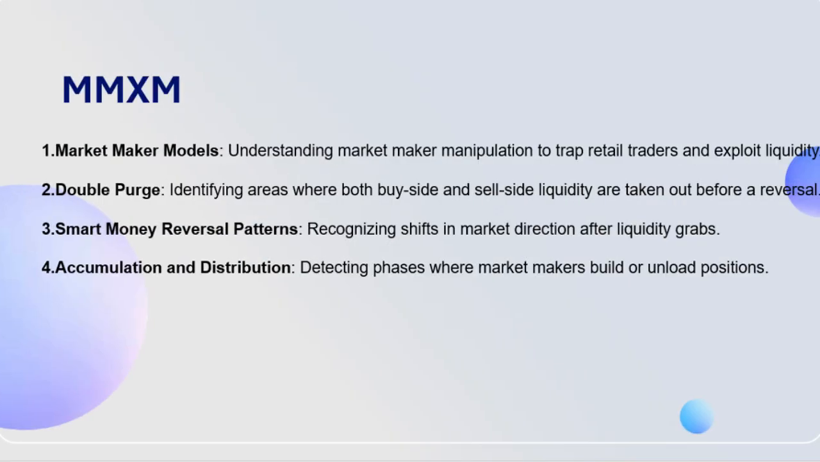The MMXM model, market maker models, is one of my favorite concepts, like the double purge. It's when the market takes opposite side liquidity before going into expansion in its trend. Smart money reversal patterns are the same thing as accumulation, manipulation, and distribution. And there is also Wyckoff theory, which are the same things.